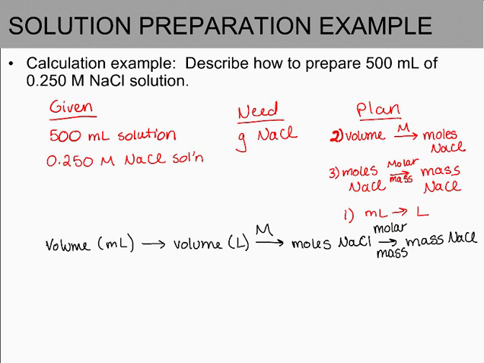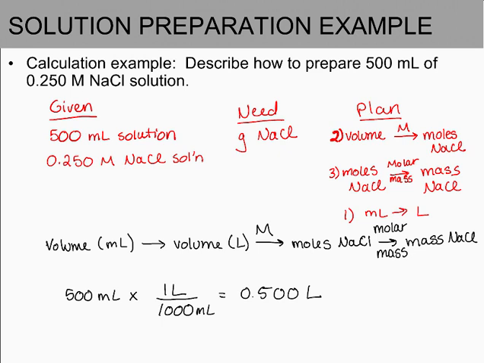Okay, so let's just start with step 1. Let's convert 500 milliliters to liters. And this is a pretty common calculation, so after a while it just becomes second nature. All right, so we'll divide 500 by 1,000 and we get 0.5 liters. So that's half a liter. Okay, and then on the next slide, I'll continue the other steps.